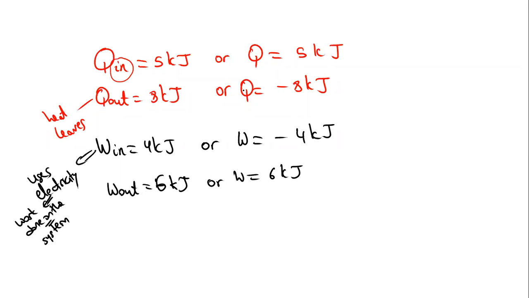See, so I can specify the in and the out terms. Work out means done by the system. I can specify if it is out with the out subscript here, or I can just write work is 6 kilojoules. Doesn't matter, it is the same thing, but two different notations. This one is historical, this one is new.